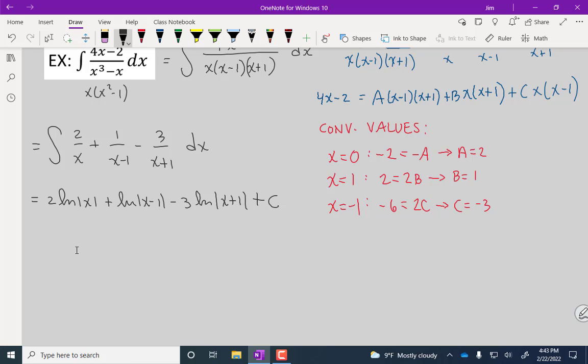And that's fine. We can leave it right like that. You don't need to use log properties. I don't care. MyMathLab sometimes will want you to use log properties. On a test, that's fine. You don't need to go finagle.